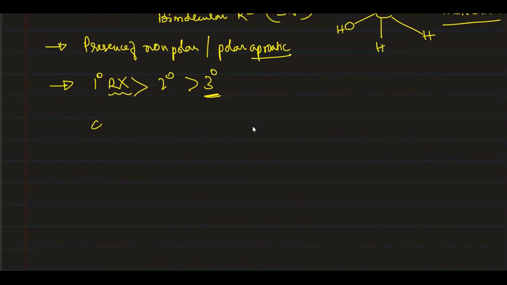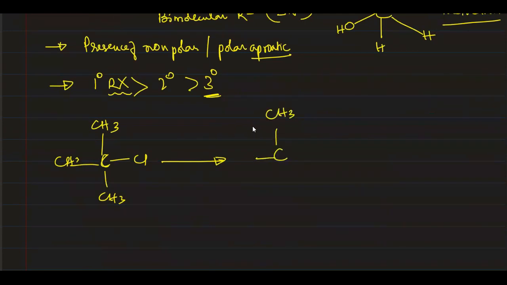So in case of tertiary, we have CH3, C, Cl, same Cl, CH3, CH3. This compound, because of the availability of three methyl groups attached to this carbon, has a higher tendency to undergo ionization first. (CH3)3C plus, and it will become Cl minus.